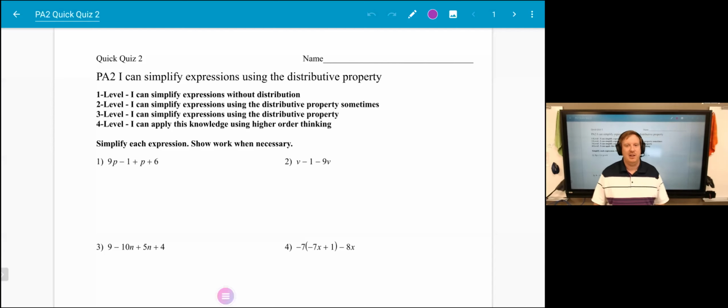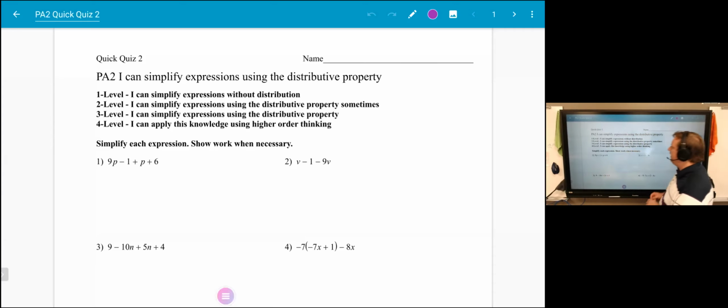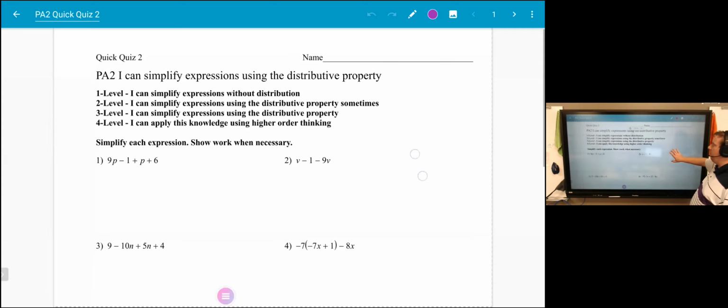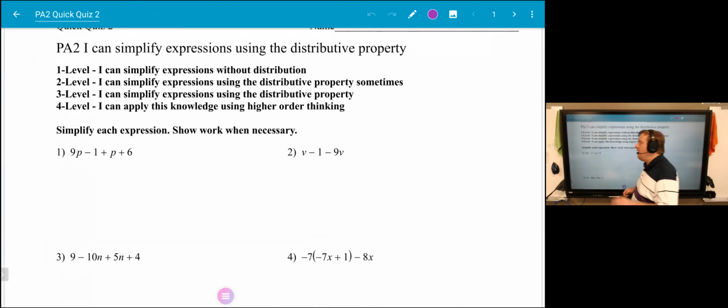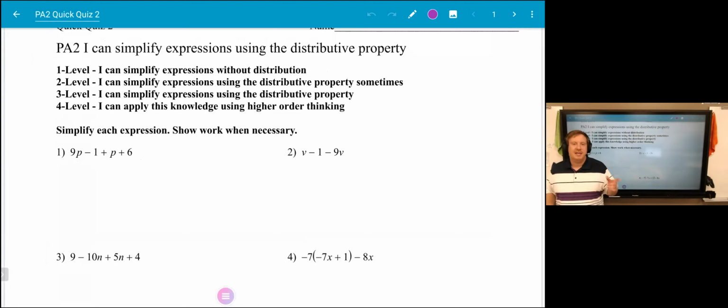Let's go ahead and take a look at this business here. It is simplifying expressions using the distributive property. Well, in this case, our one level is simplifying expressions without distribution. So let's go ahead and combine these things. You'll notice this is expressions and not equations. We're not solving for anything. There's no equal sign.